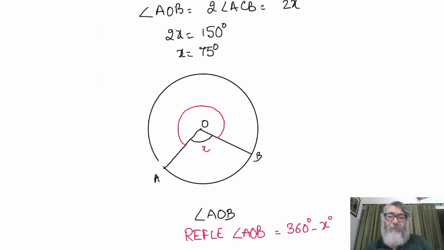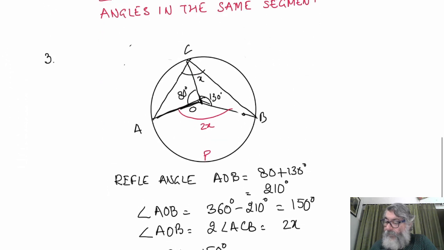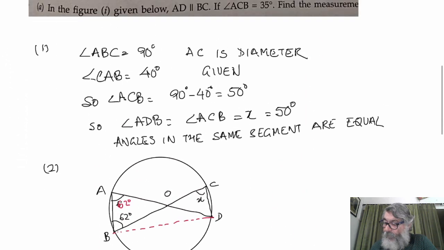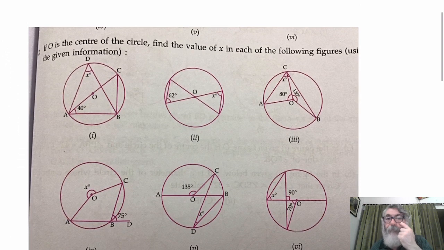Many angles can be formed, but at present I am showing you the idea of the reflex angle, because this is very important when we are discussing the double angle theorem. Now we have done the third question. Let's do the fourth question.